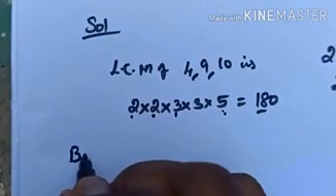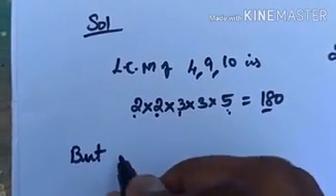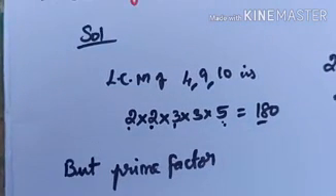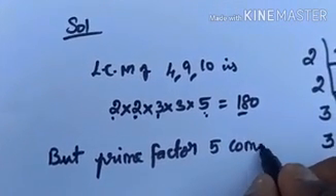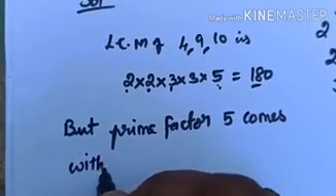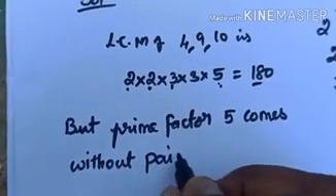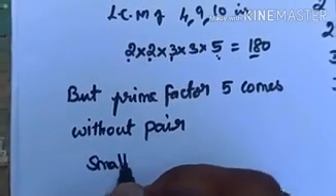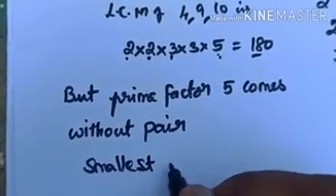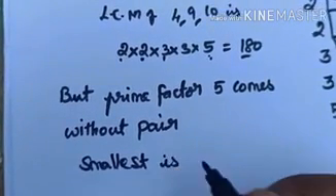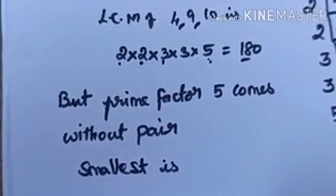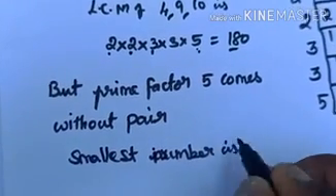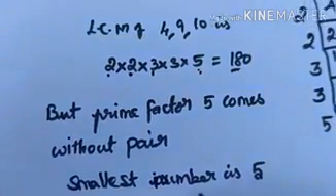180. But the prime factor 5 comes without a pair. So the smallest number is what? The smallest number is 5. Okay.